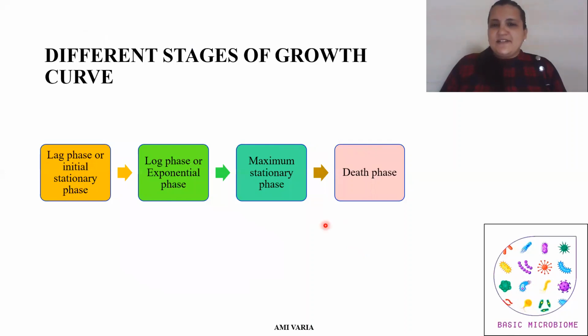Now the different stages of growth curve. First is lag phase or initial stationary phase. Second one is log phase or exponential phase. Third phase is maximum stationary phase. And fourth phase is death phase.